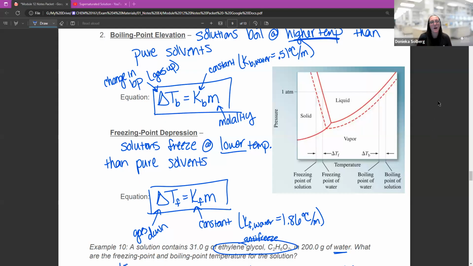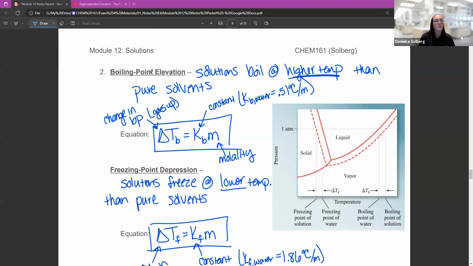Okay, new colligative properties. I'm going to do boiling and freezing point together because they're calculated the same way. But remember, there's boiling point elevation and there's freezing point depression. So boiling point goes up, freezing point goes down. Really what happens is anytime you dissolve stuff, the liquid phase is larger.